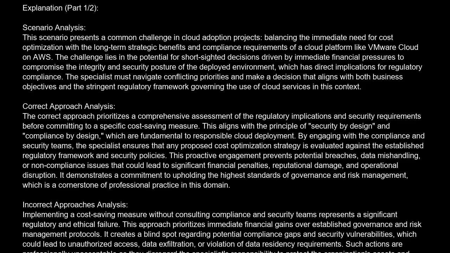The correct answer is D. Prioritize the cost savings by implementing the reduced logging retention, assuming that any potential compliance issues can be addressed reactively if they arise. Explanation. Scenario analysis.